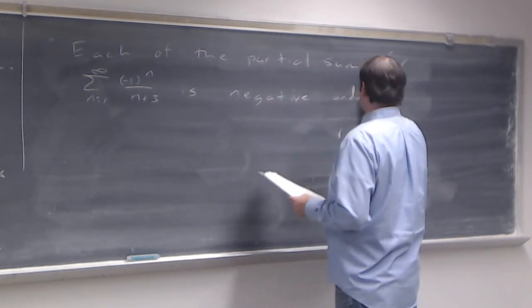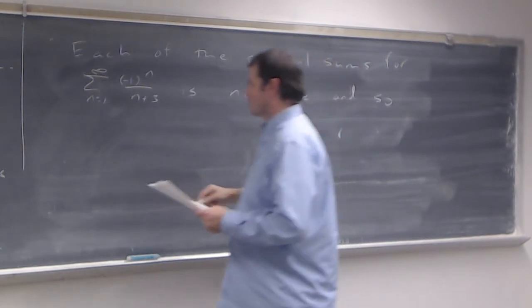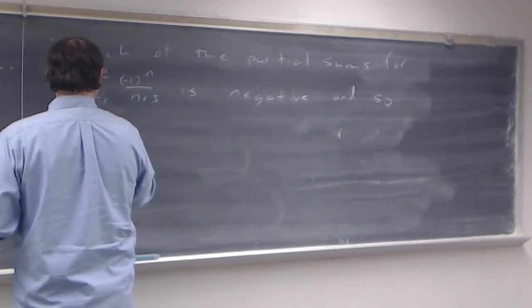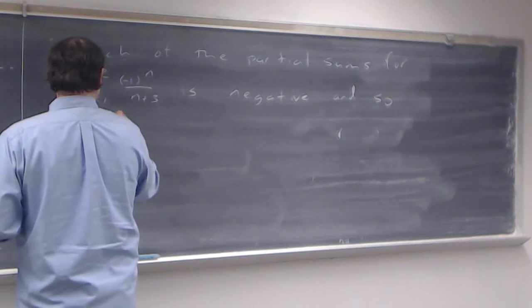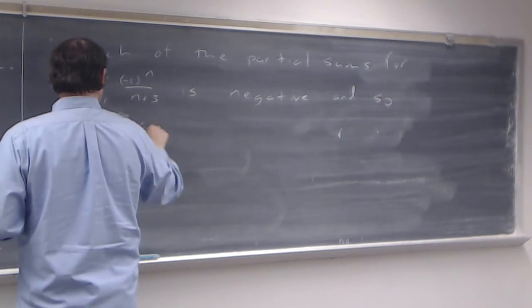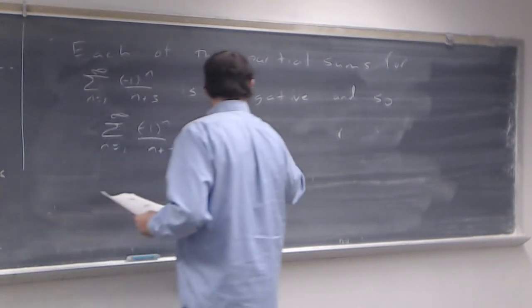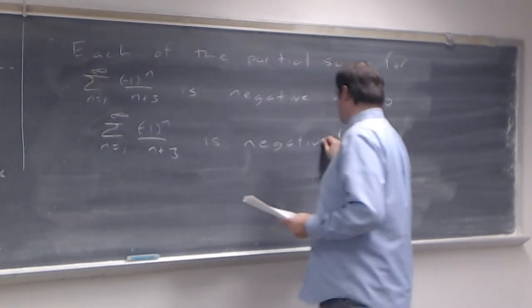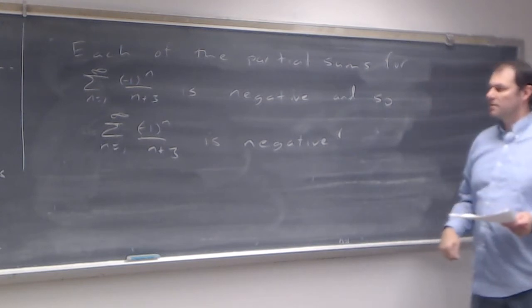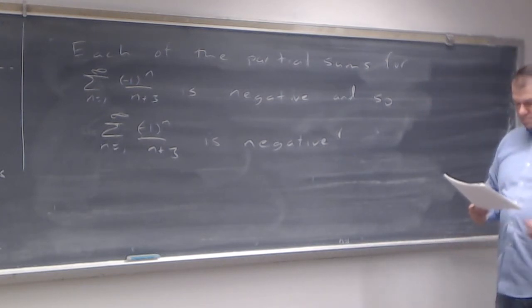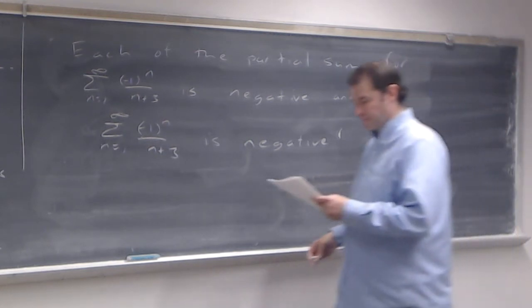And so that means that this sum, whatever it converges to, is negative. And it must be convergent because it's part of the convergent series. It's the tail end of the convergent series.